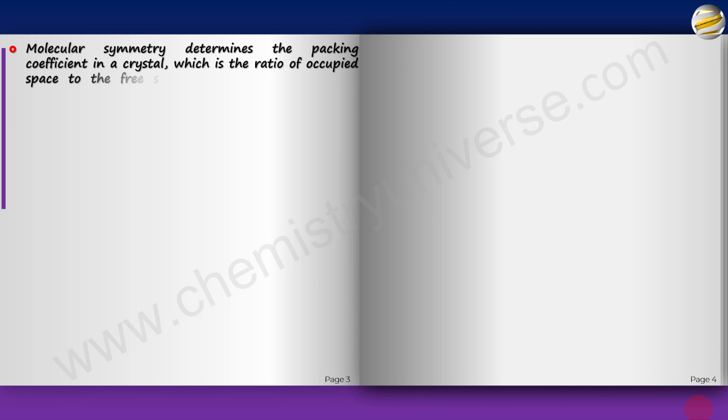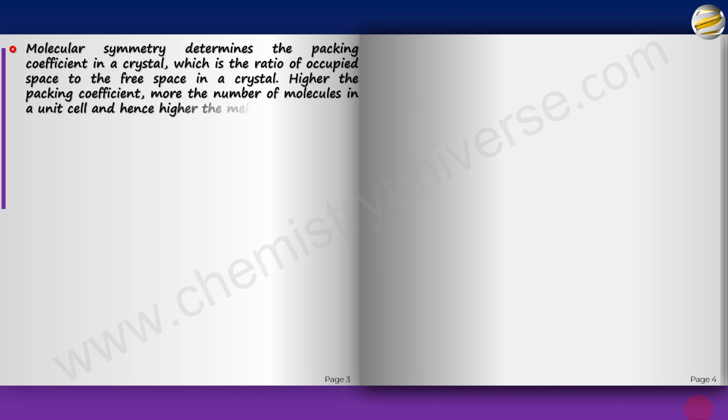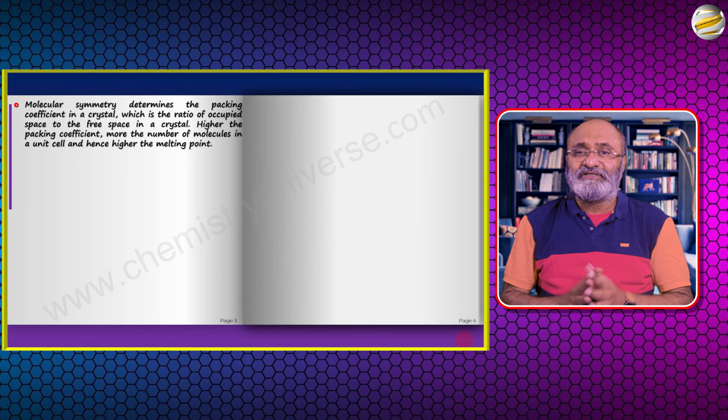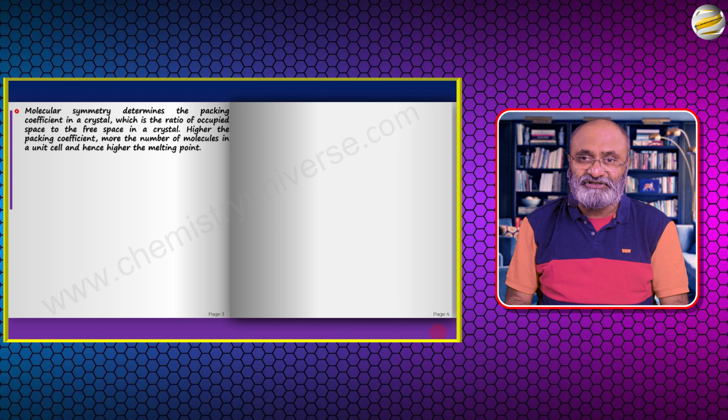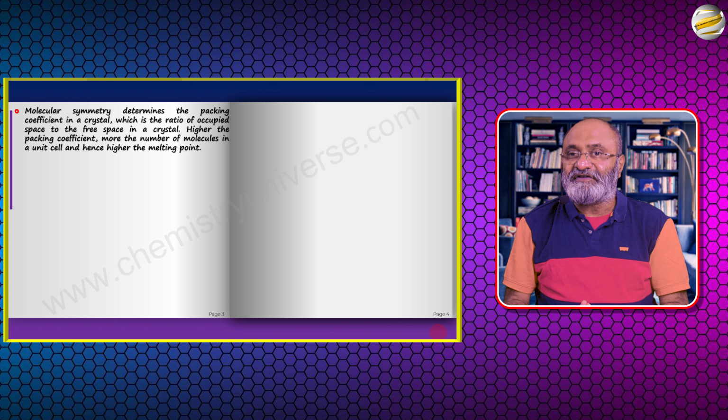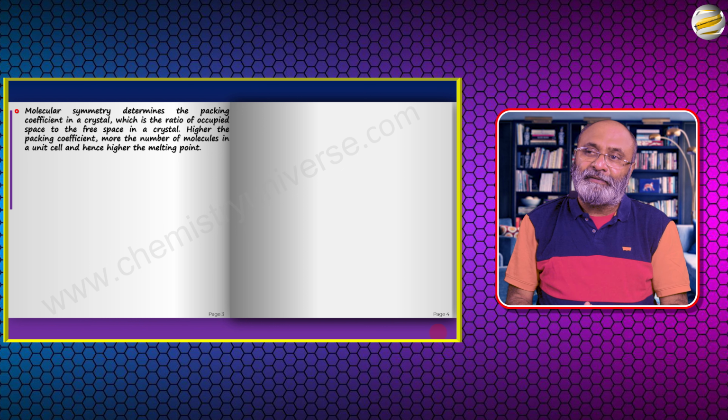Now, molecular symmetry determines the packing coefficient or packing efficiency in a crystal, which is the ratio of occupied space to the free space in a crystal. Higher the packing coefficient, more the number of molecules in a unit cell, and hence higher the melting point. Now, you must have done this in solid state, or if you haven't, you will do it in solid state. There is something called packing fraction. It is a fraction of the total unit cell space that is occupied by the atoms. And better the packing efficiency, better the packing, more will be the melting point. And even numbered ones have definitely more packing.